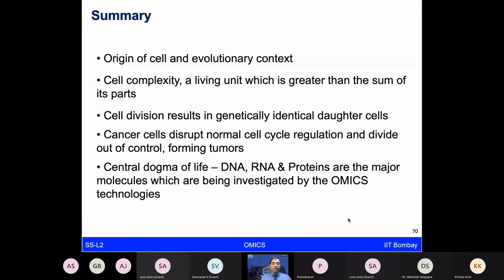So what we learned today was essentially some really basic concepts, but I hope it is connecting the dots for you, bringing you from the broad evolutionary concept to the origin of the cell, thinking about the cell, which is not just a living unit; it is much greater than the sum of all its parts, it is deriving the functional information. The cell is going to divide to make identical daughter cells, and if the cell cycle is not operating properly, it is going to dysregulate and show a phenomenon like tumor formation. And the central dogma of life, from the DNA, RNA, and proteins, is really important to convey all the information, and that's actually being exploited, utilized, and investigated by the scientists working in the omics field, who are now using different technologies to study DNA, different technologies to study RNA, different technologies to study proteins.